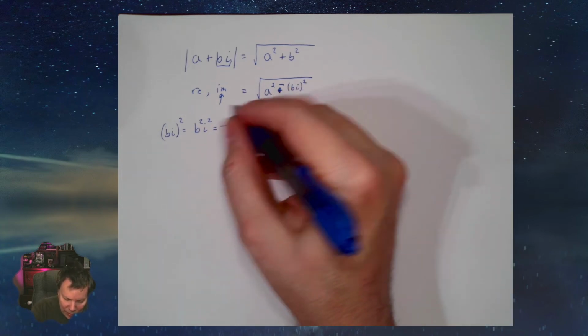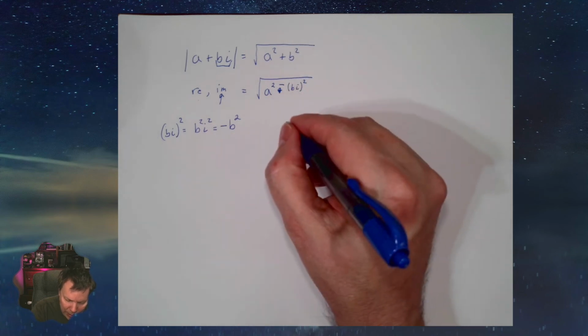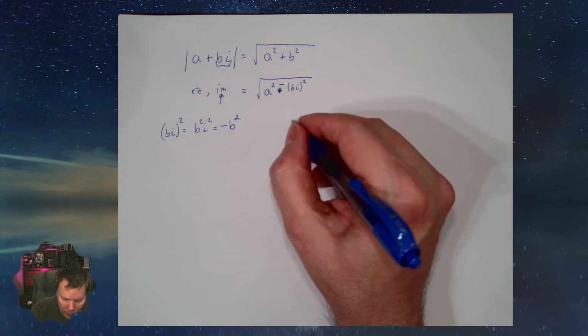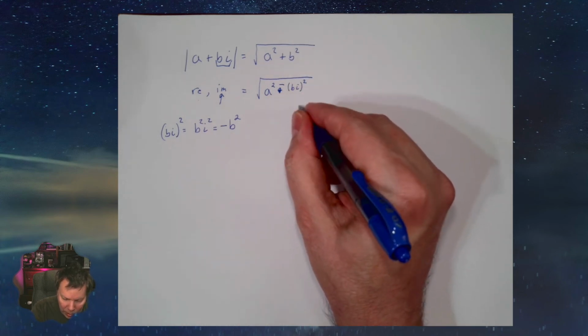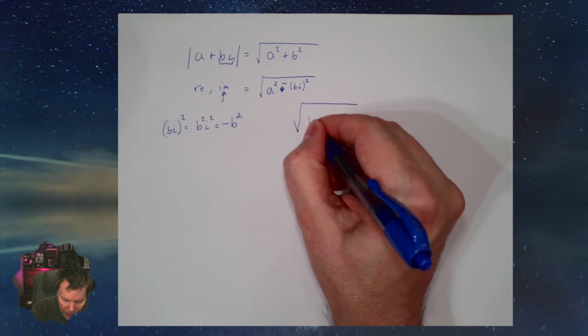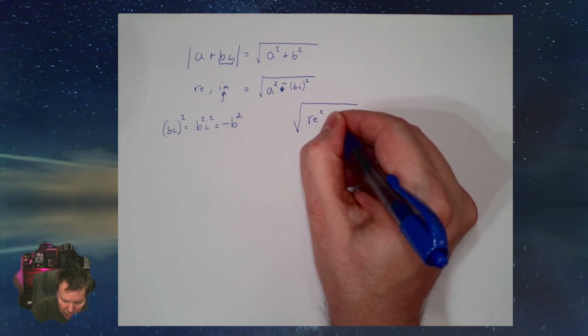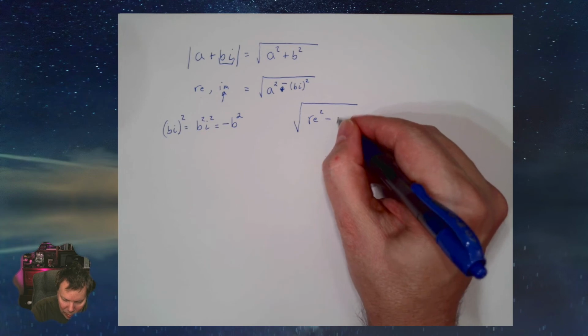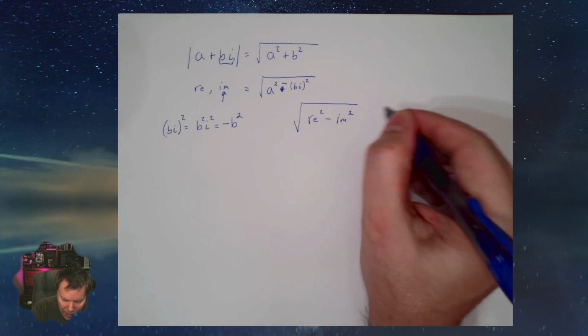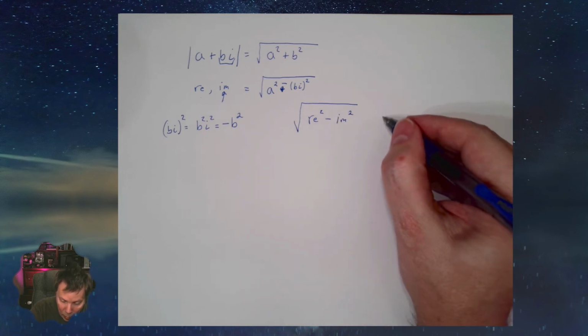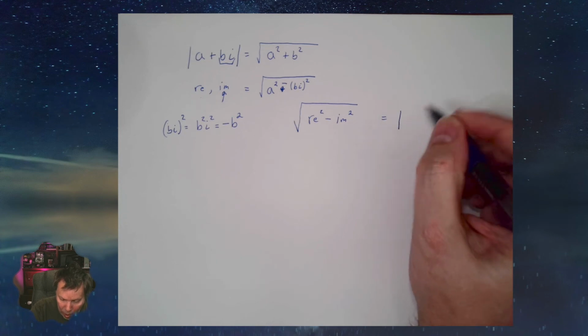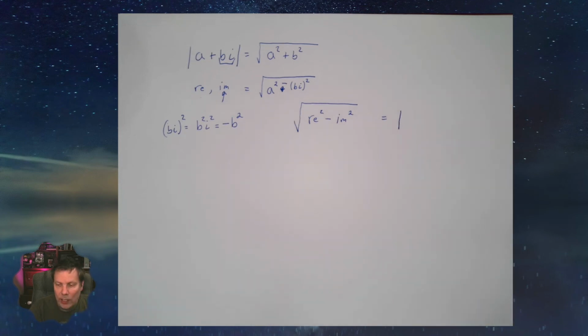So that means my real and imaginary piece, when I want to figure out the norm of my numbers, I'm really going to look at the square root of that real piece minus the square of the imaginary piece. And I want this to be equal to 1. That's my goal out of all this.